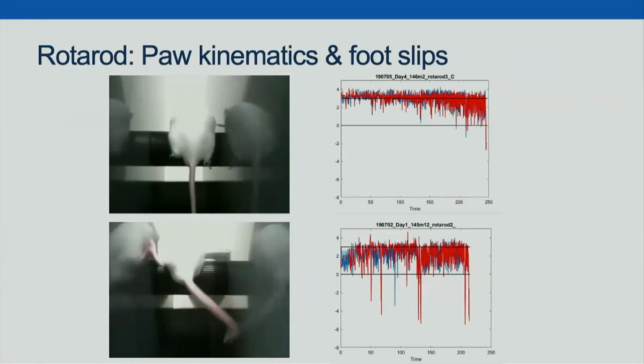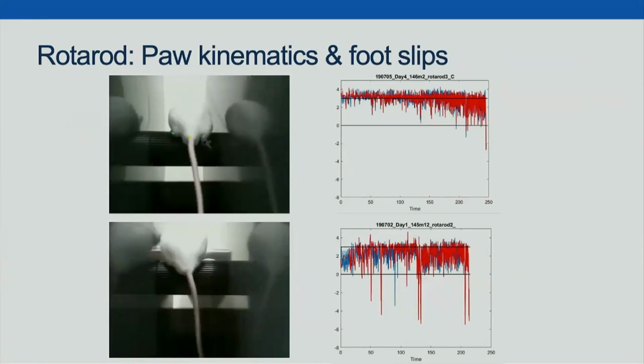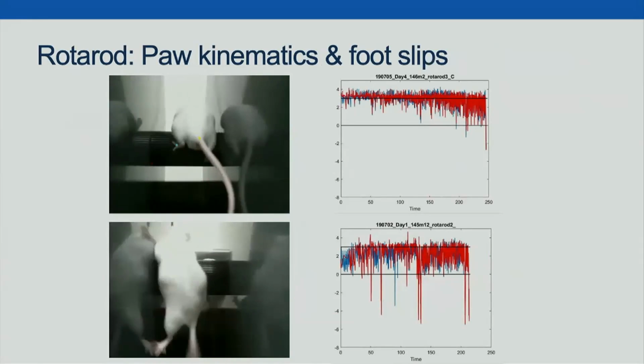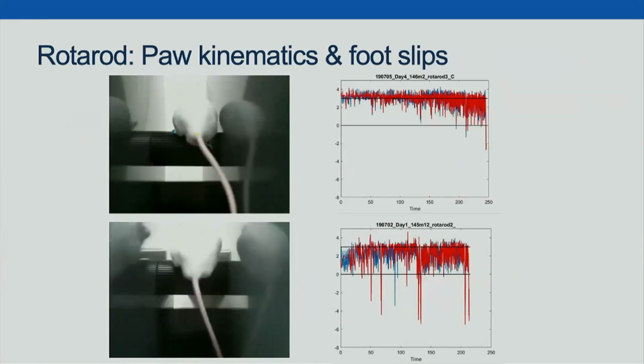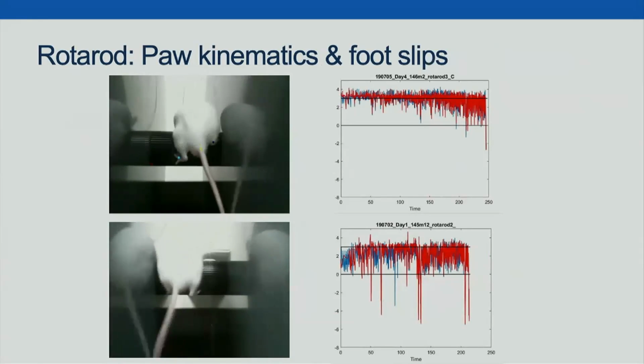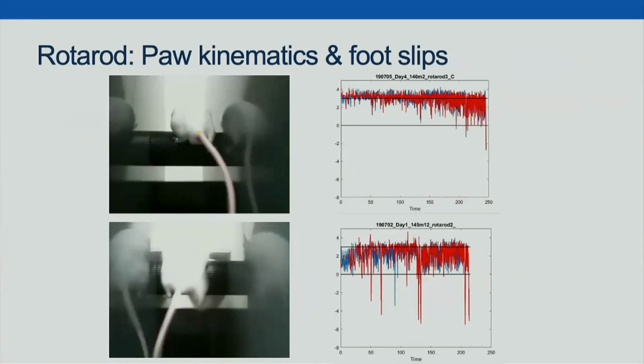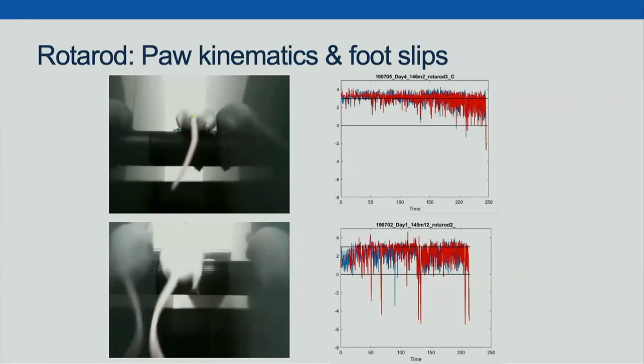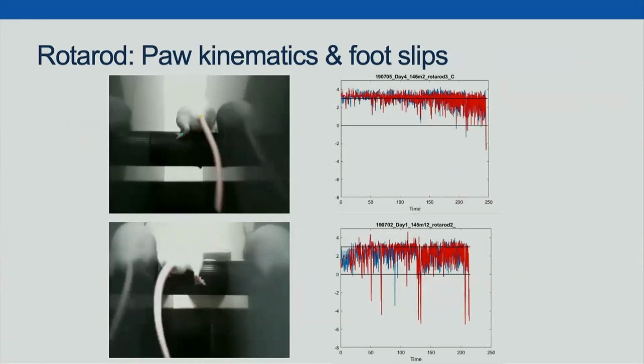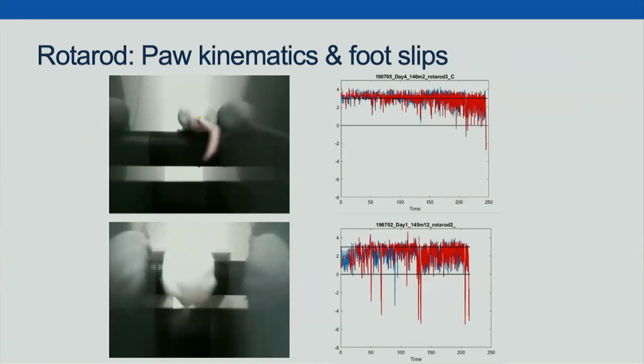So the right side shows a graph of the vertical position of the right and left paws in blue and red over time on the task. As the rotarod accelerates, you can see that the steps that the feet take get larger, and they also start slipping more, where their feet go below the rotarod. And then the bottom mouse, which is the Huntington's mouse, has much more impaired motor coordination compared to the wild type mouse.